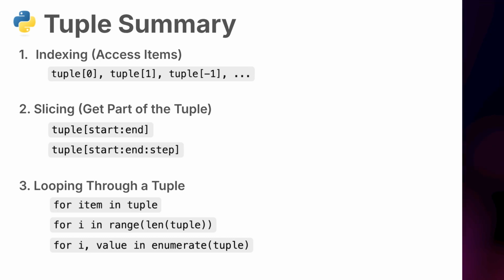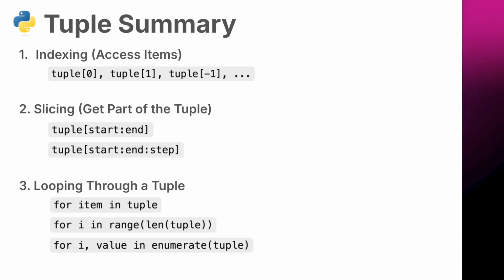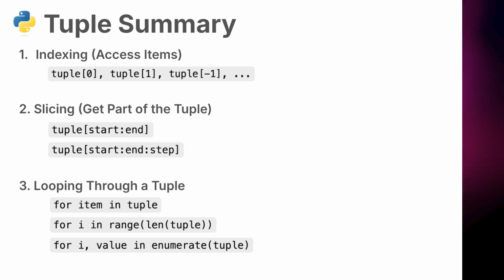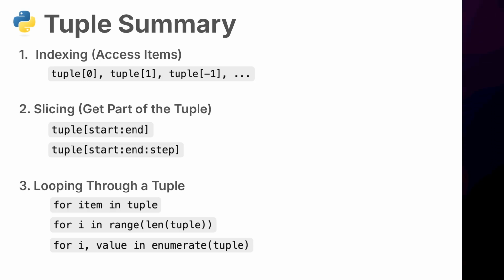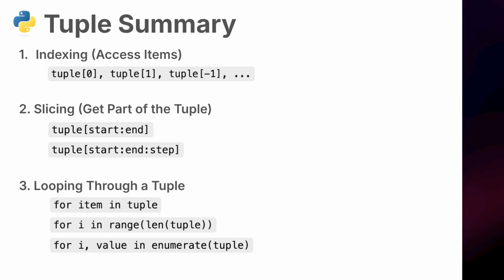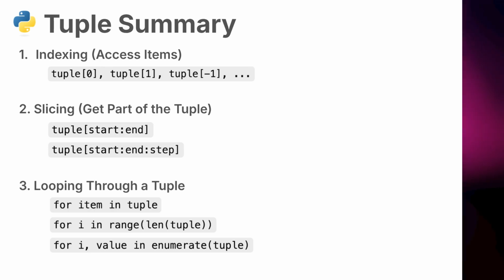2. Slicing. Just like lists, you can slice tuples using start, end, or start, end, step. This lets you get a subset of the tuple without changing it. 3. Looping through a tuple. You can loop through a tuple using for item in tuple to read each item, for i in range(len(tuple)) to use index numbers, and for i, value in enumerate(tuple) to get both index and value together.